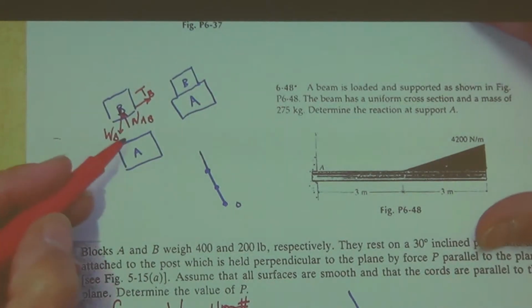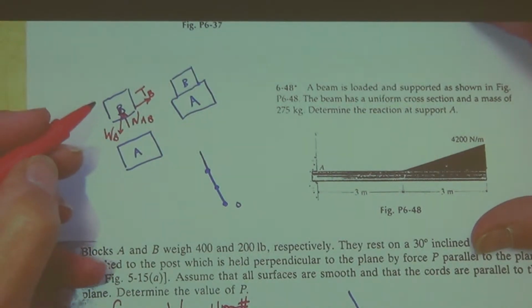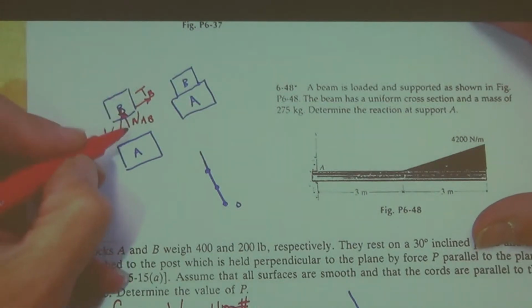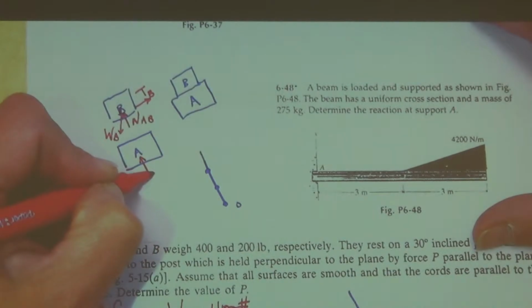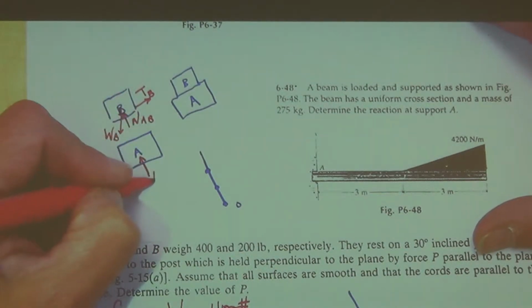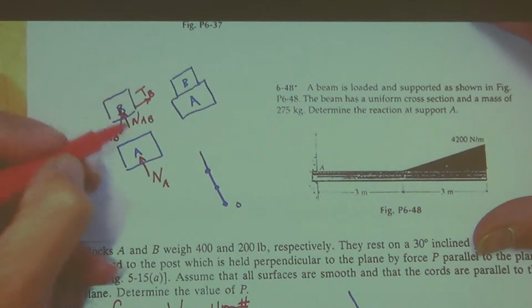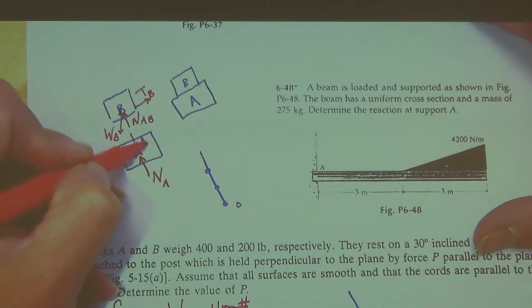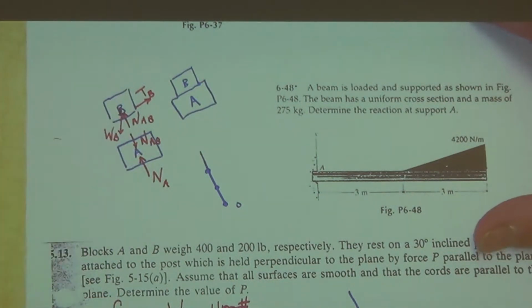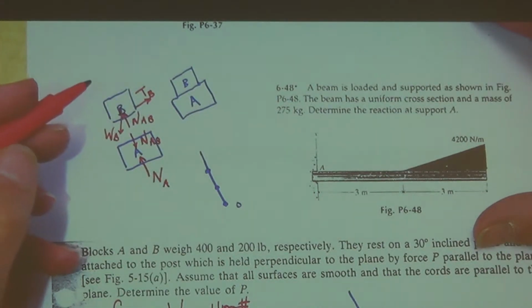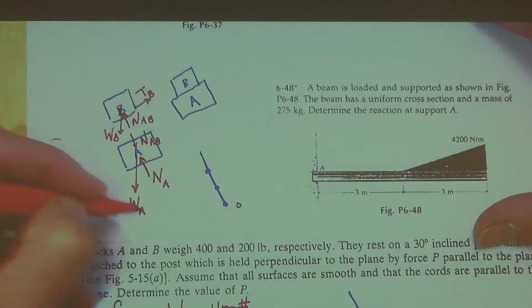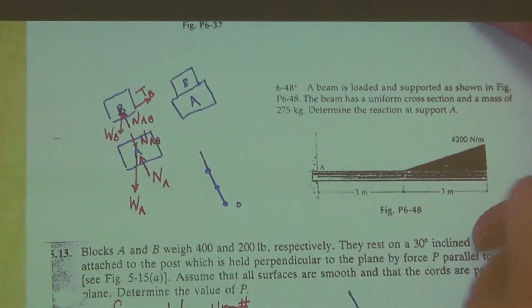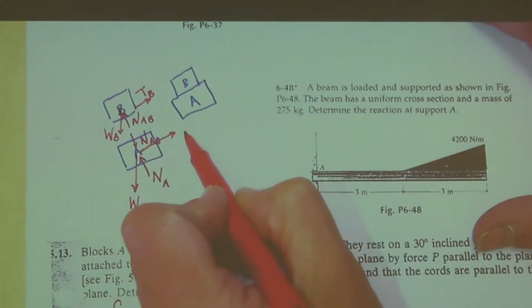Okay, Eugene, how about A? What do I have to draw on A? The normal. Which one? Both, going up. Okay, one's going up, and what do you want to call that one? Normal A. Good. And normal B. And then normal AB, right? Because it's between A and B. What else do I need to draw on A? The weight going down, the weight of A. And one more, the tension at A.